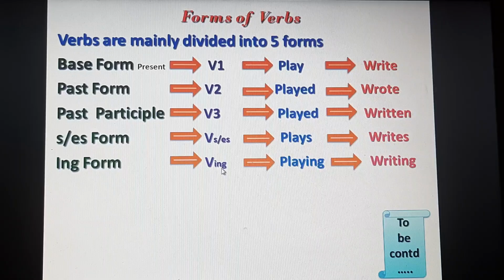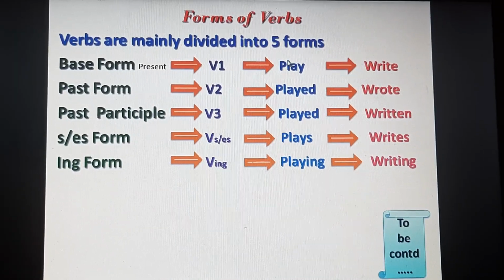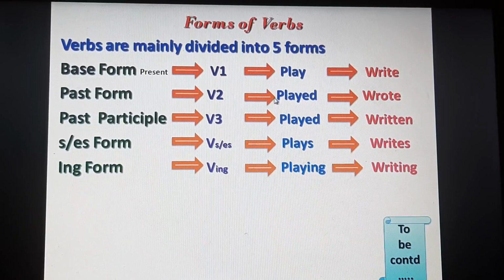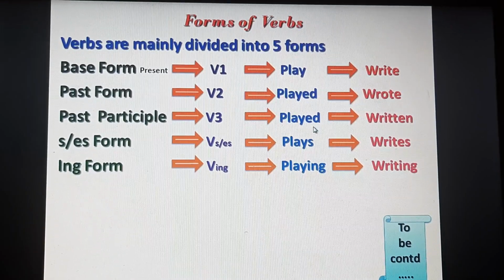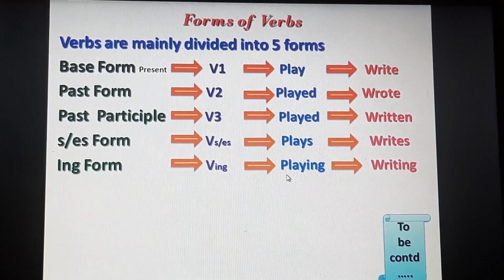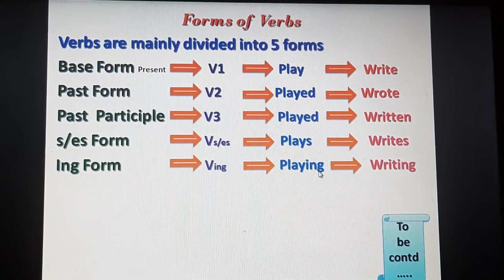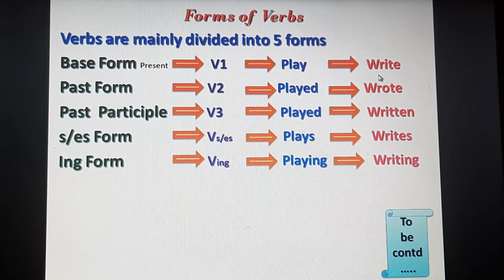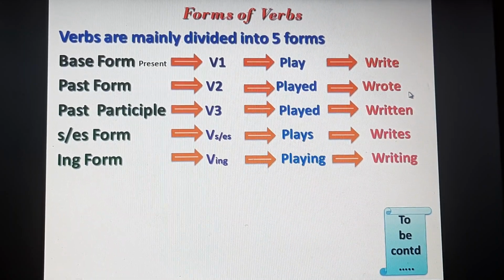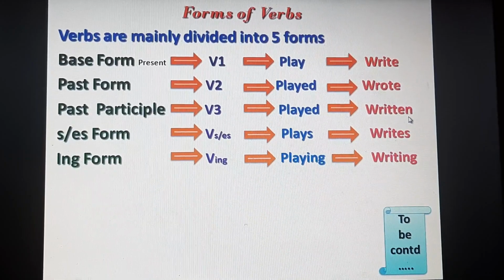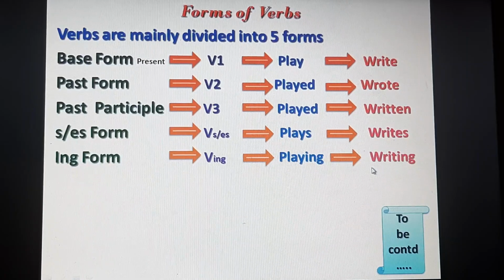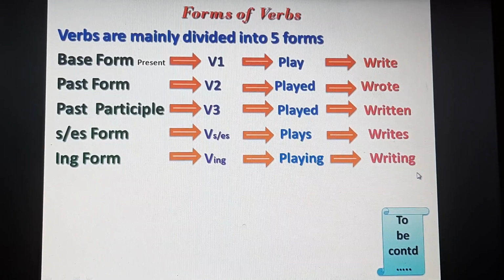Now let us see an example to understand the 5 forms. Let us take the verb play. So in the base form it is play, past tense is played, past participle is also played, S/ES form is plays, and ING form is playing. Now let's take another example with the verb write. Base form, present tense is write, past tense is wrote, past participle is written, S/ES form is writes, and writing is in the continuous tense.